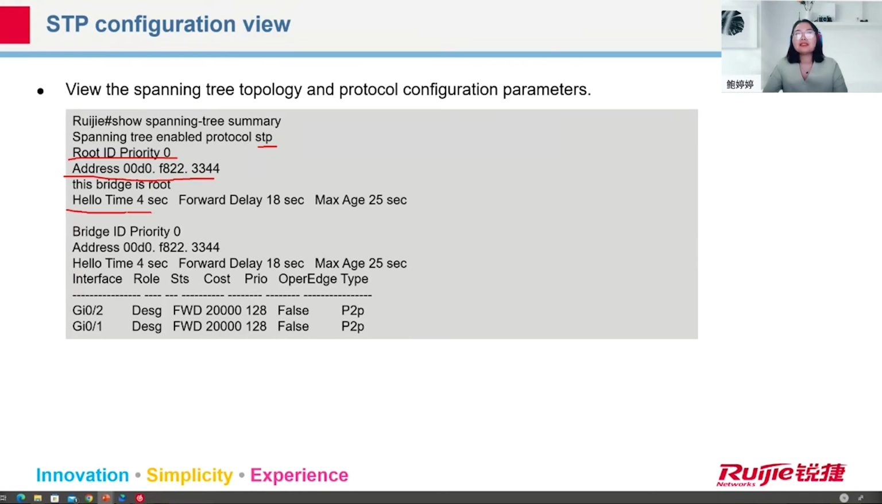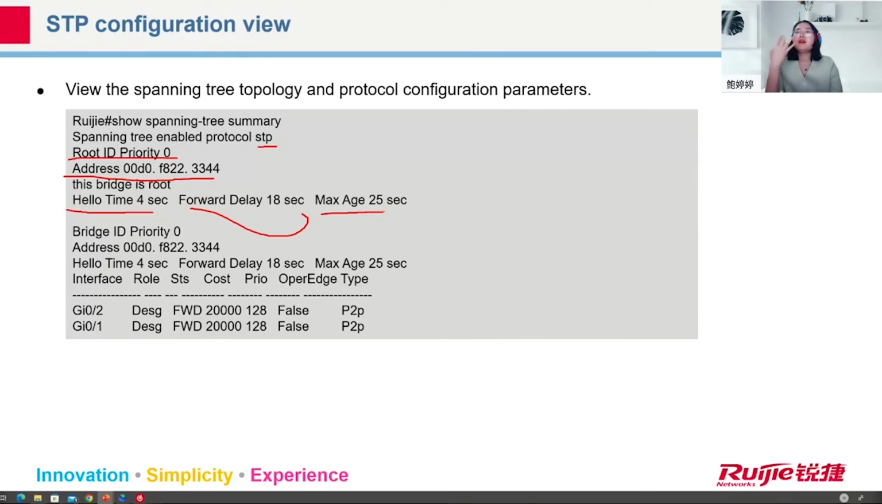And the hello time is 4 seconds. The forward delay is 18 seconds. And the max age is 20 seconds. So pay attention to these 3 parameters, which have been changed. By default, the hello time is 2, the forward delay is 15, and the max age is 20. Pay attention, if you change the times, for example this part, your convergence time will be longer.